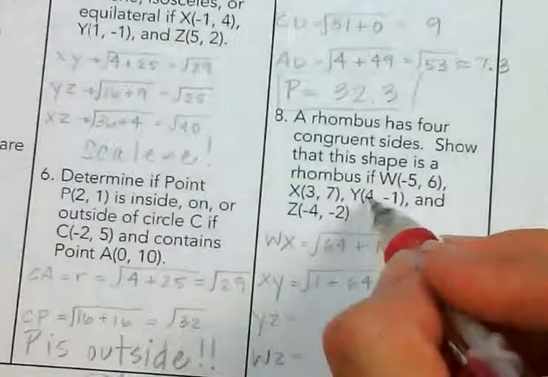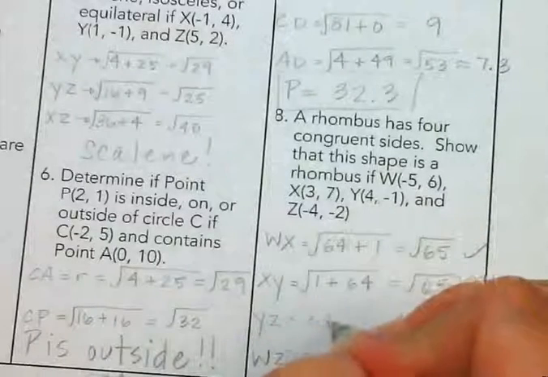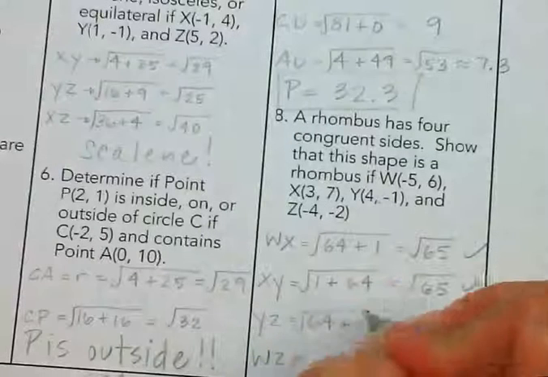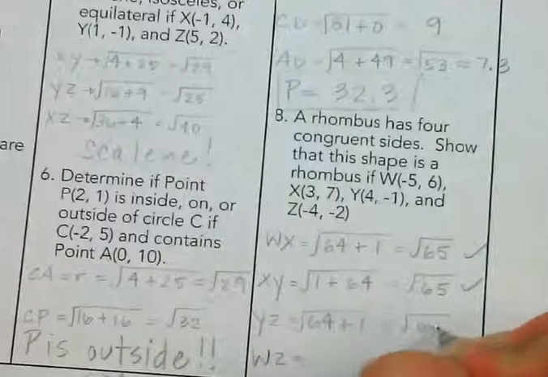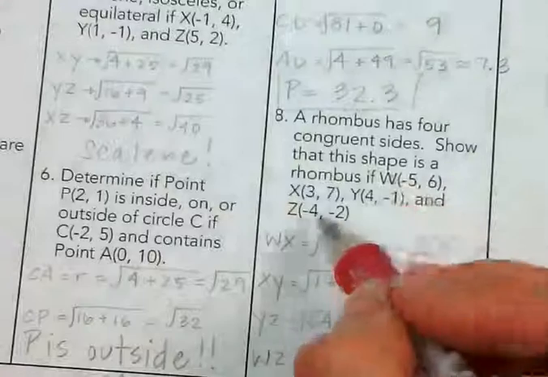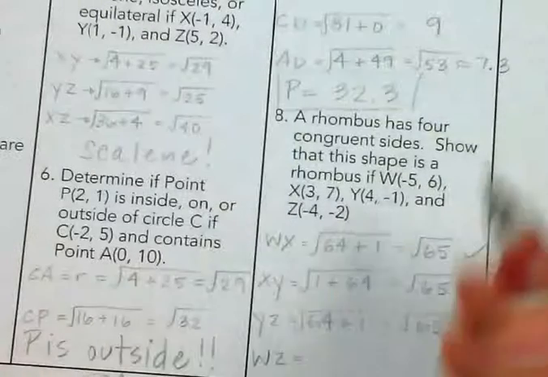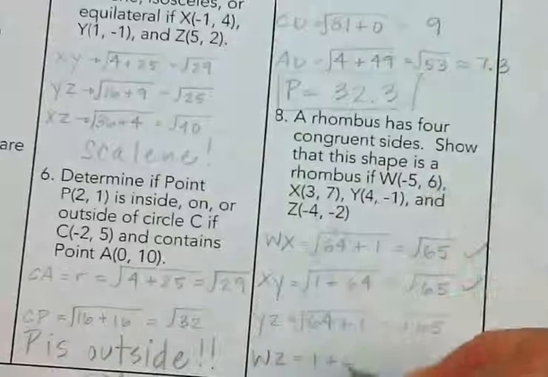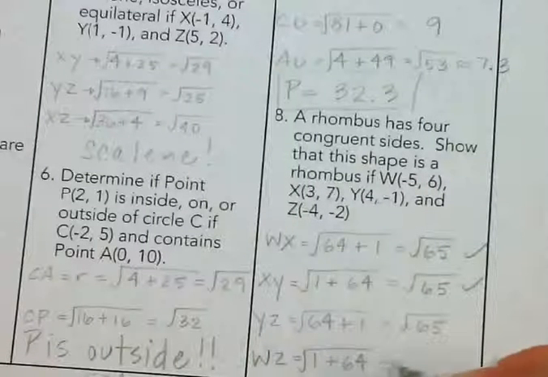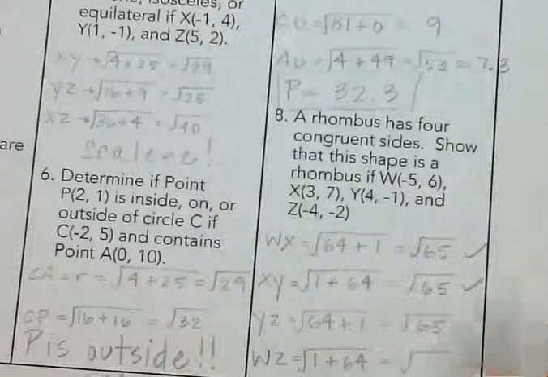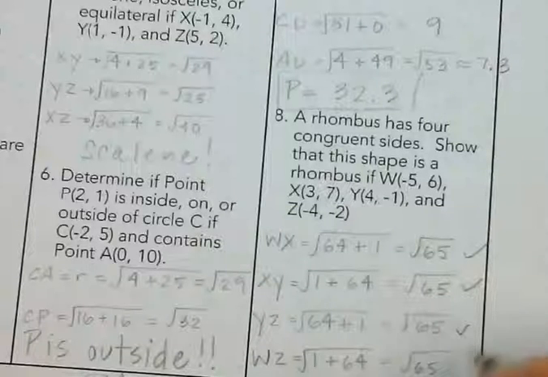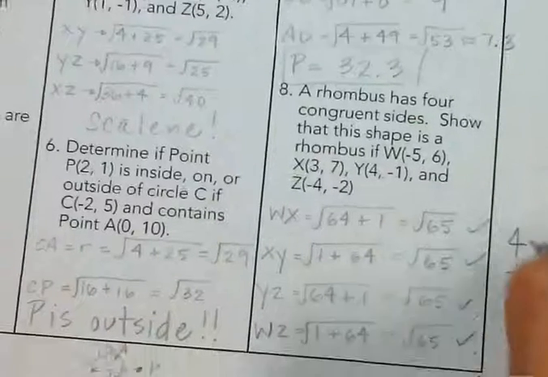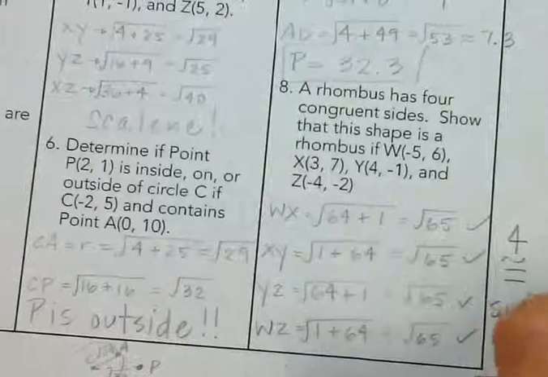All right, YZ, from 4 to negative 4 is 8, square that. From negative 1 to negative 2 is 1, square that. And again, we get the square root of 65. And W to Z, so just be careful. From negative 5 to negative 4 is 1, square that, you get 1. 6 to negative 2 is 8, square that, you get 64. Add that together and you get the square root of 65. So all 4 sides are the same. So we could say 4 congruent sides.